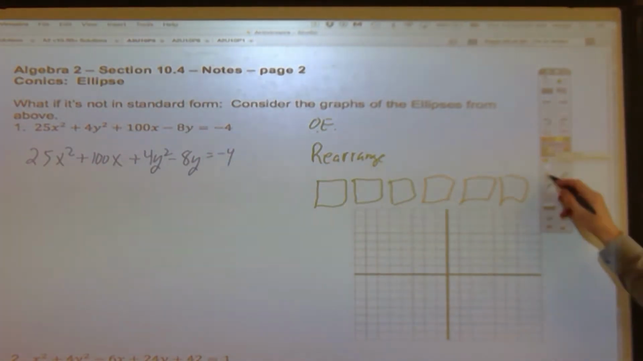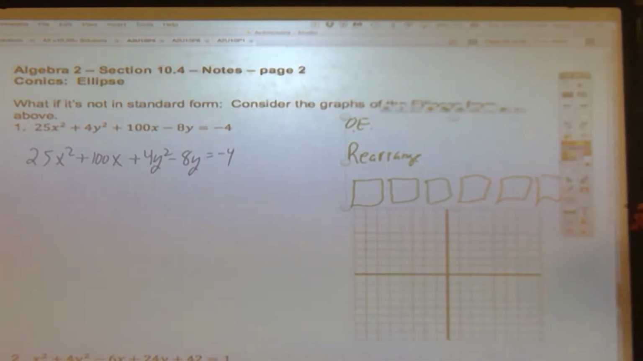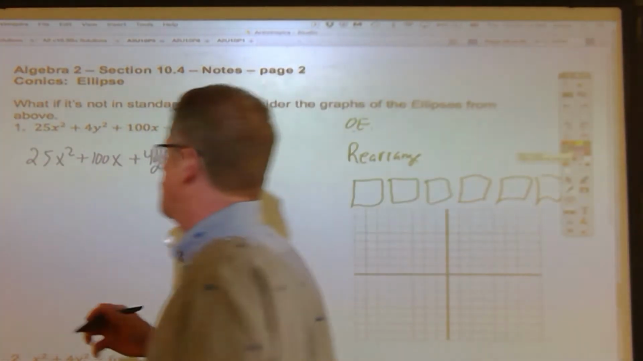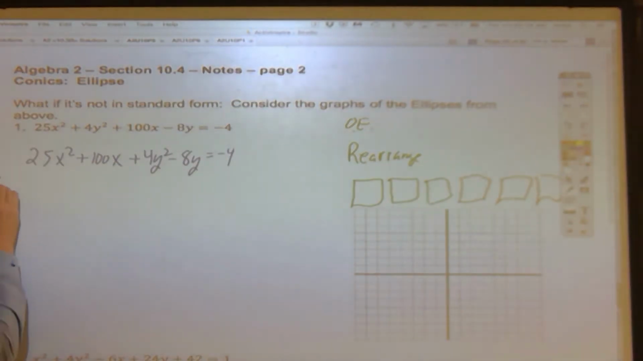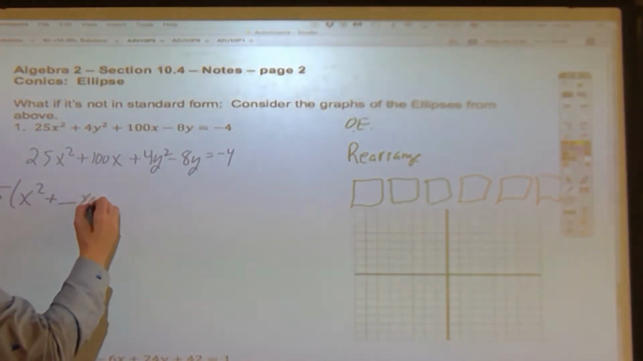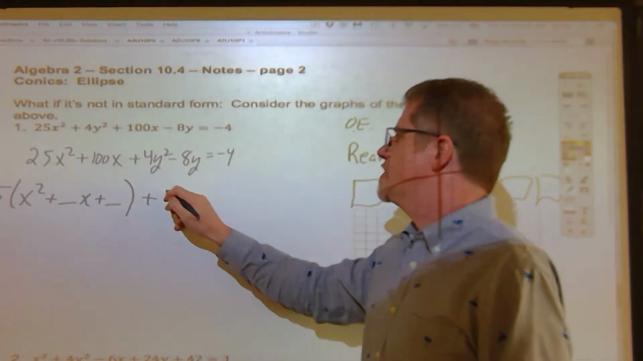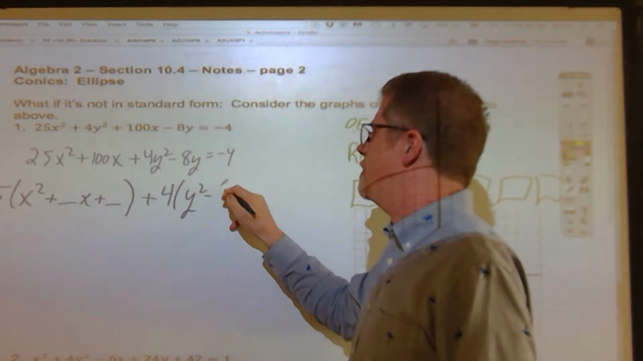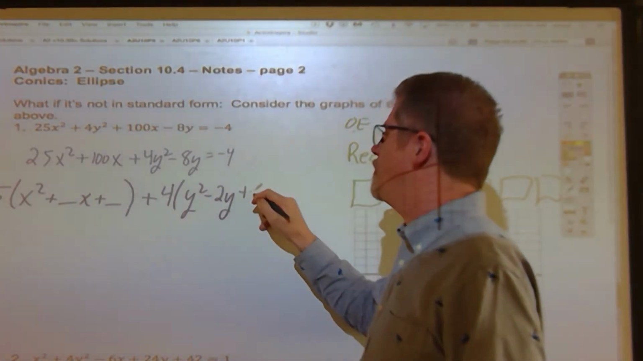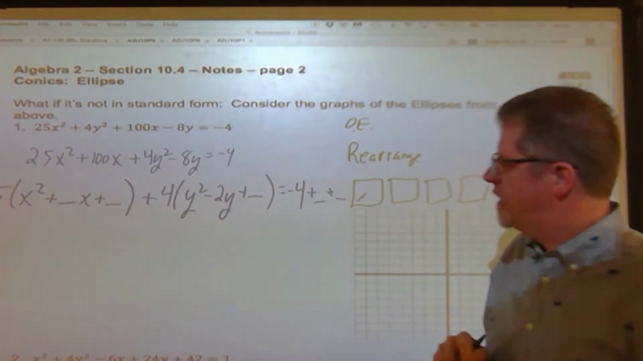Here's the super careful portion of the lesson where you can really learn from the mistakes of your second greatest teacher. It really shows that you've learned by factoring a 25 out of the x terms. That will leave us x squared plus something x plus something. Factor a 4 out of the first 2 y terms to give you 4 times the quantity y squared minus 2y plus something equals -4 plus blank plus blank.